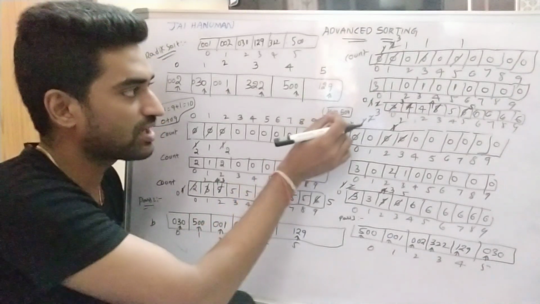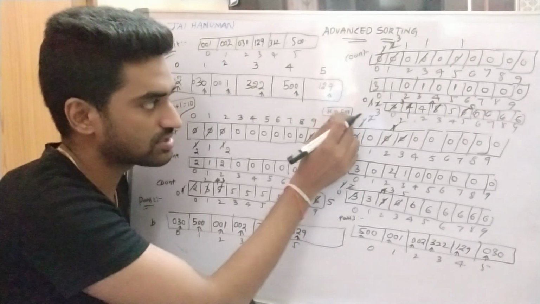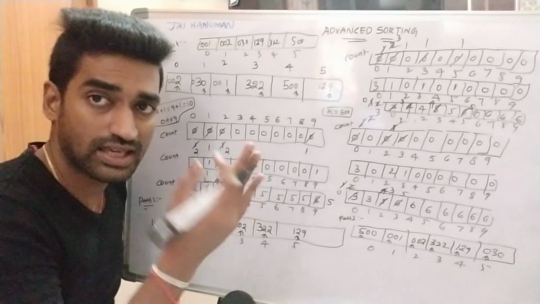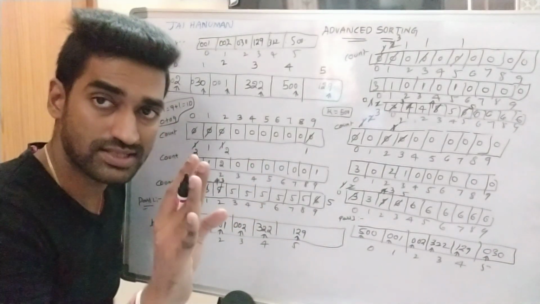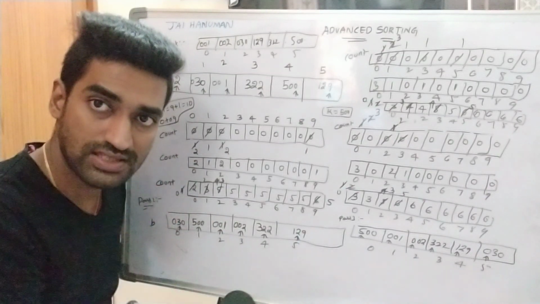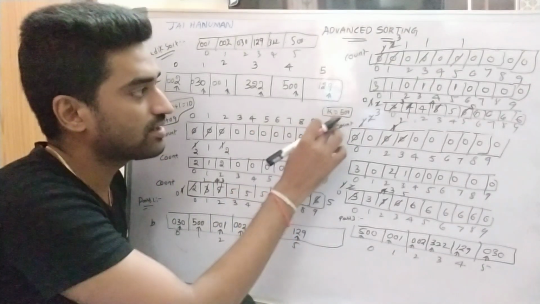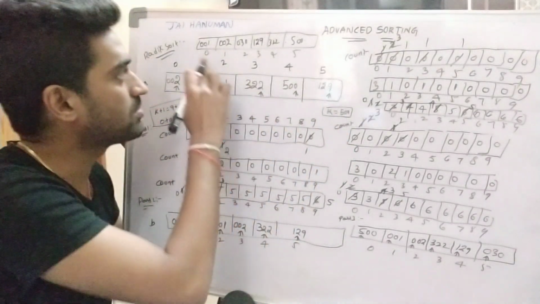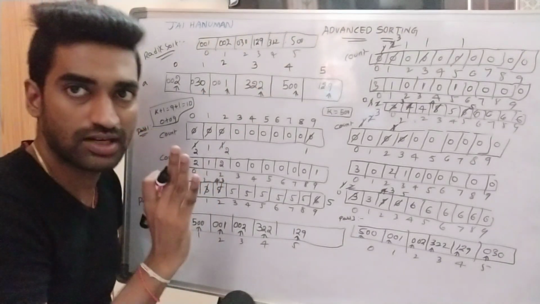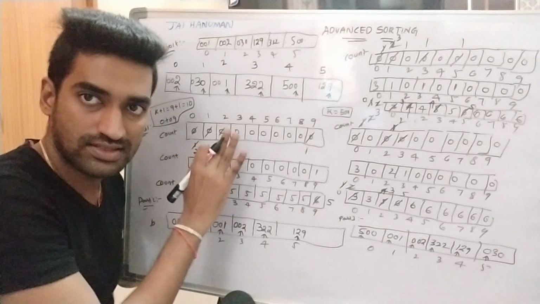What is the maximum k value? k is 500, which contains 3 digits, so we perform 3 passes. If the k value contains 4 digits, we perform 4 passes. Pass 1 is for the first digit, pass 2 for the second digit, pass 3 for the third digit, and pass 4 for the fourth digit. Here 500 contains only 3 digits, so after completing pass 3 we get the sorted array. This is the count sort mechanism. I hope you can understand this concept.